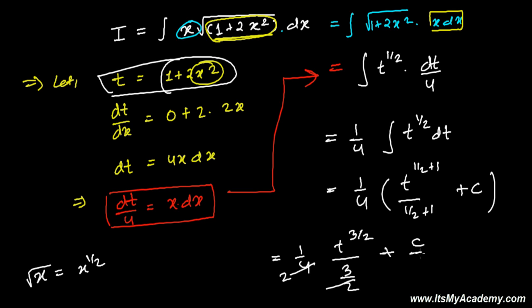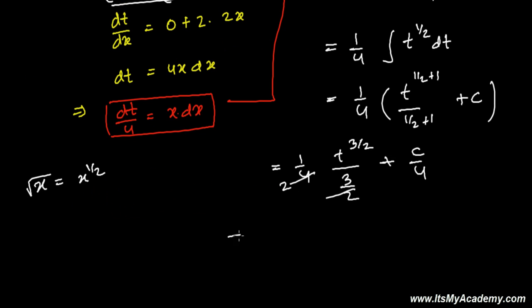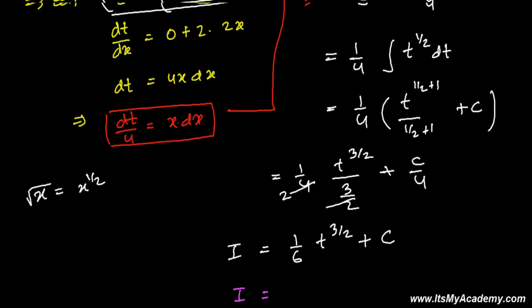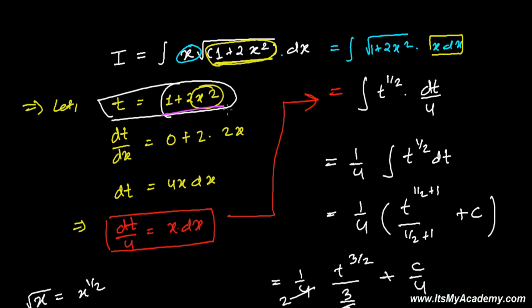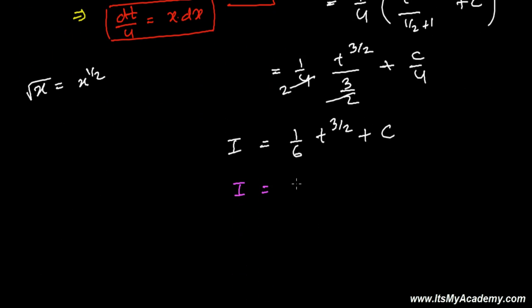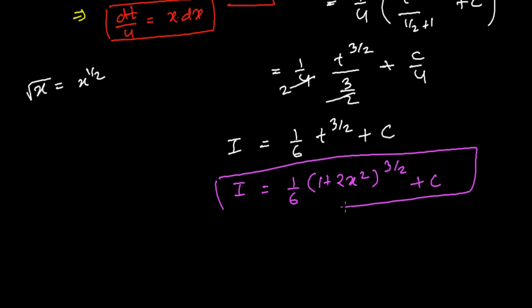If you want, you can cancel the 4 by 2 times, and again 1 by 4, so it's going to be c by 4, and overall our answer is finally 2 times 3, that is 6, so 1 by 6 t to the power 3 by 2. c is an arbitrary constant, 4 is also a constant, so overall it's a constant. And let me put the values in everything. The original value of t, let me substitute: t equals 1 plus 2x square. So it's 1 by 6, 1 plus 2x square whole to the power 3 by 2, plus constant c, and that's our final solution.